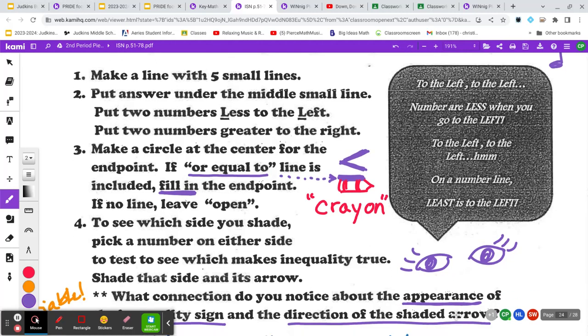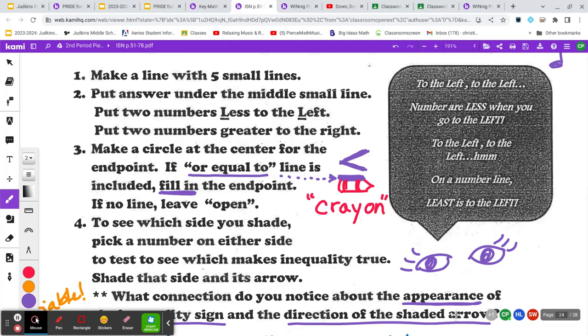Okay, please read number 4 out loud. To see which side you shade, pick a number on either side to test to see which makes the inequality true. Shade that side and its arrow.